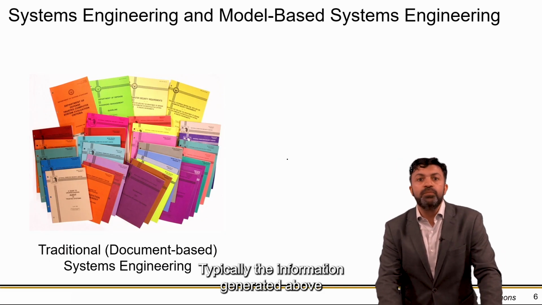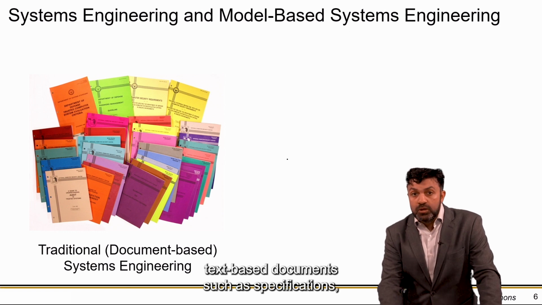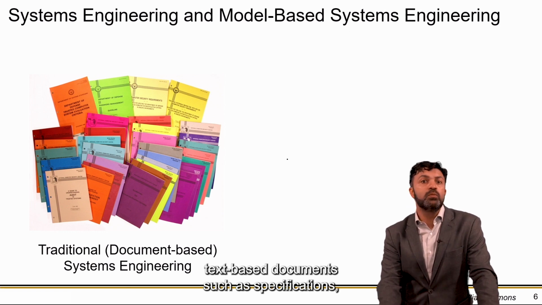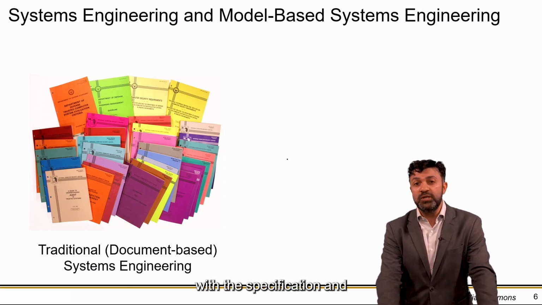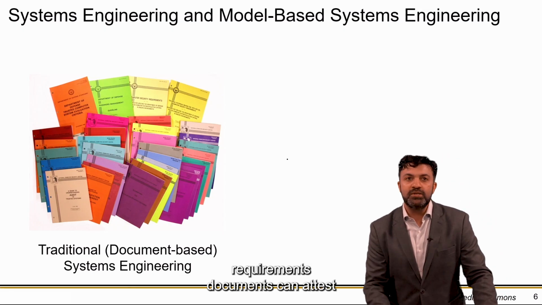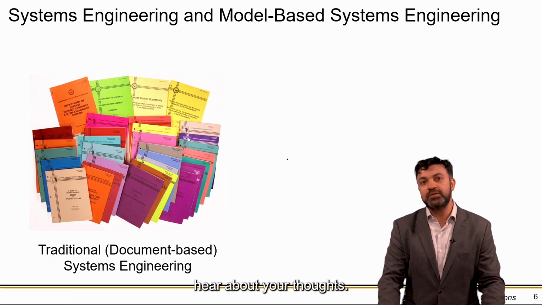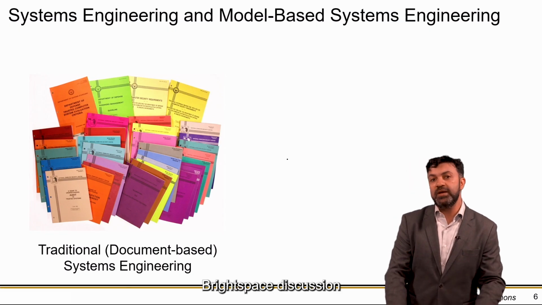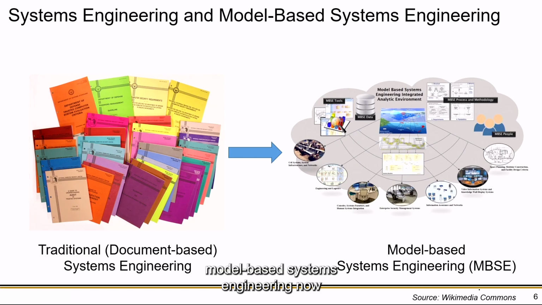Typically, the information generated about the system artifacts was contained in text-based documents such as specifications, requirements, interface control documents, etc. So anyone here who has worked with the specification and requirements documents can attest to how fun those are to read. In fact, I'd like to hear about your thoughts, so feel free to leave a comment in the Brightspace discussion area on that.